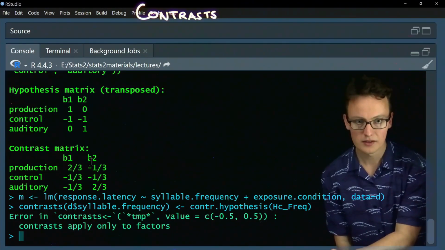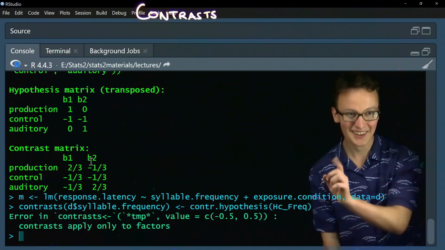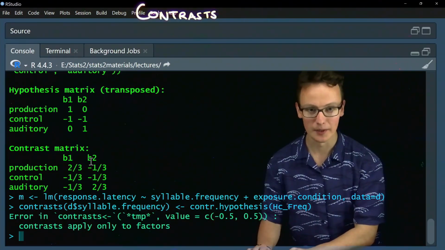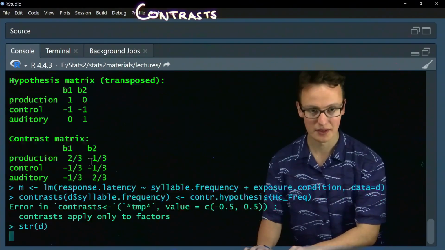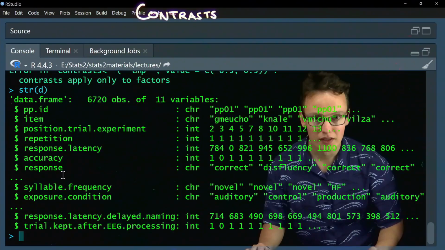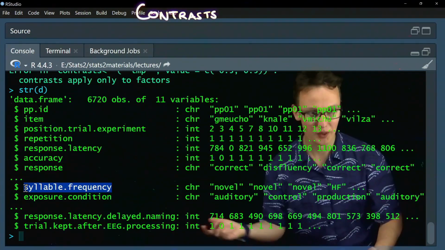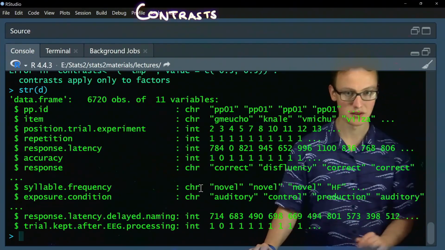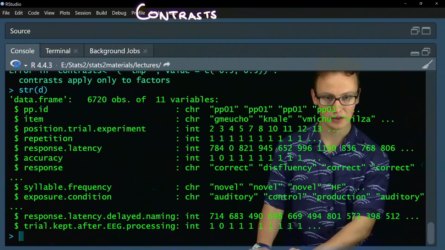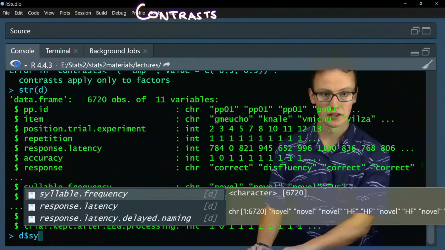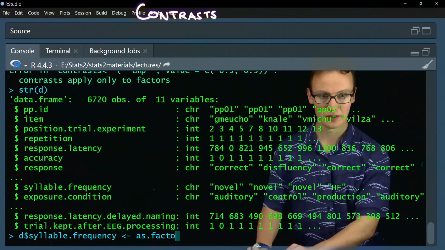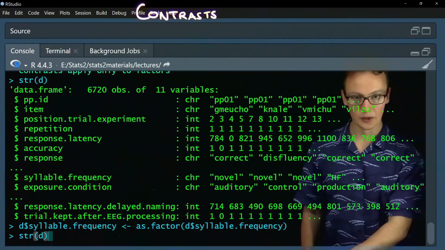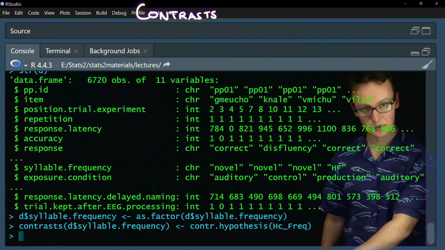Let's define this. Oh, okay, that's a small error here. We have to first convert our variable of interest to a factor. So here we have the syllable frequency. You can see if I load this from a text file, then by default this is still just a string, a vector of strings. So let's first convert this to a factor: d syllable frequency should be as.factor of d syllable frequency. And now we should be able to do what I tried to do before.